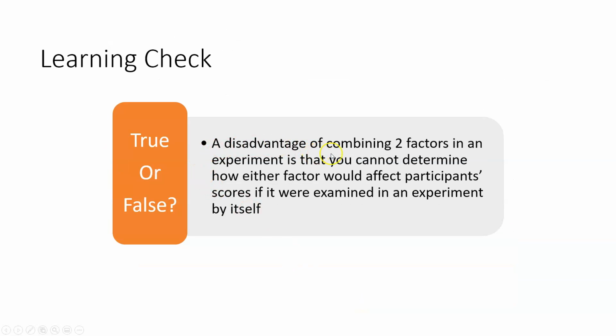True or false? A disadvantage of combining 2 factors in an experiment is that you cannot determine how either factor would affect participants' scores if it were examined in an experiment by itself. Pause your video and continue when you're ready. The correct answer here is false. In reality, just like we saw a couple slides ago, you can still assess the main effect of one variable and the main effect of the other variable. You can know what would have happened if you had ignored one of the factors.